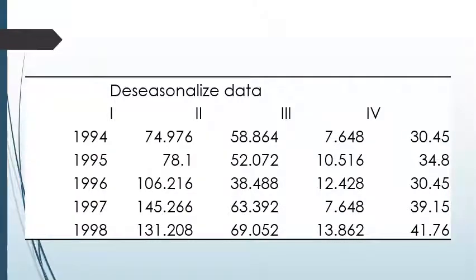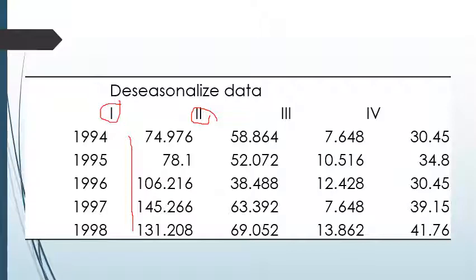Now we divide the original data by the seasonal index of quarter 1, and we have this. Similarly, for quarter 2, the seasonal index is applied here, and we have the data. Now this data is the deseasonalized data.